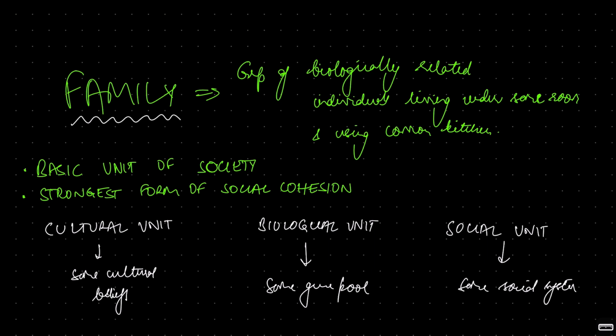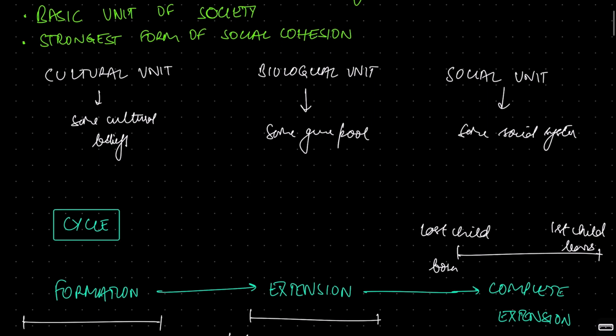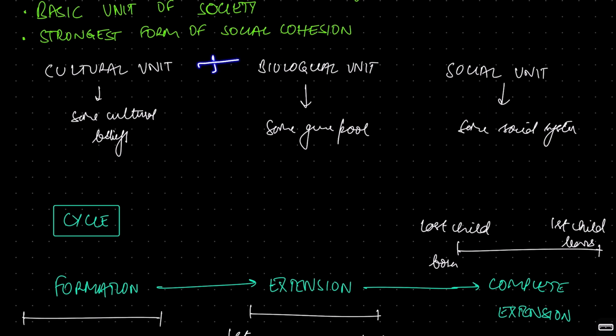So a family is a group of biologically related individuals living under a common roof, the same roof. This is not room, this is roof, living under the same roof and using a common kitchen. Okay, this is a family. Family forms the most basic unit of society. It is the strongest form of social cohesion. It is a mix of a cultural unit, biological unit, and a social unit.